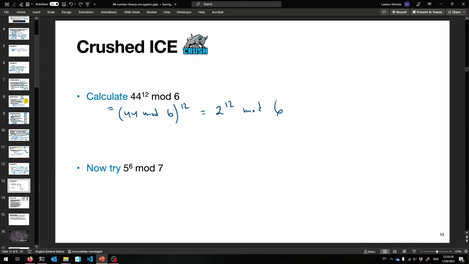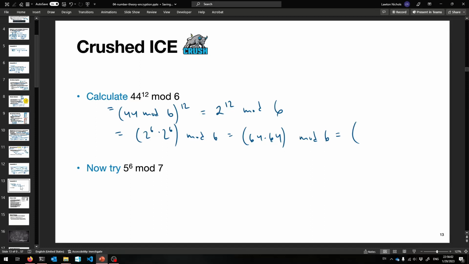So 2 to the 12 mod 6, and now you can do some math tricks to make this easier on yourself. What is 2 to the 12 but 2 to the 6 twice? Still mod 6. And then what is 2 to the 6 but 2, 4, 8, 16, 32, 64. There we go. It's 64 times 64 mod 6. This is a multiplication. I can take mod 6 first before I do the multiplication.